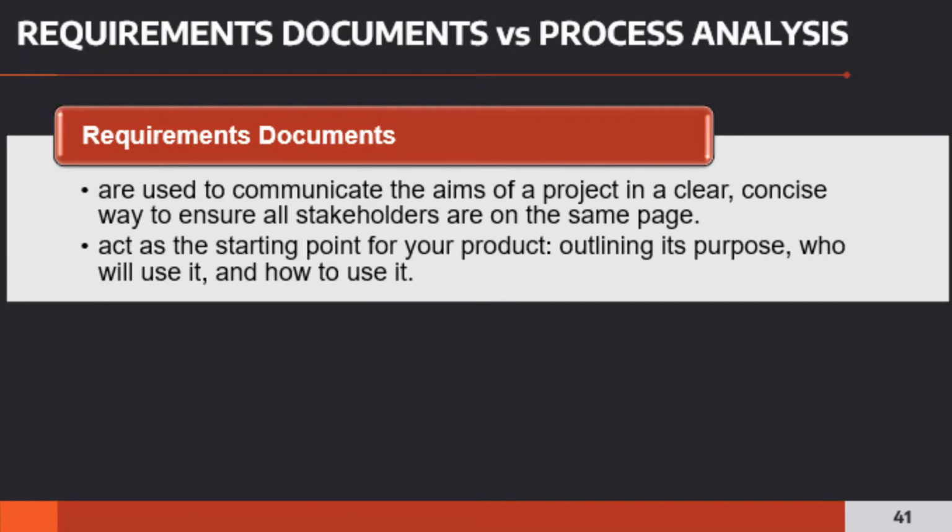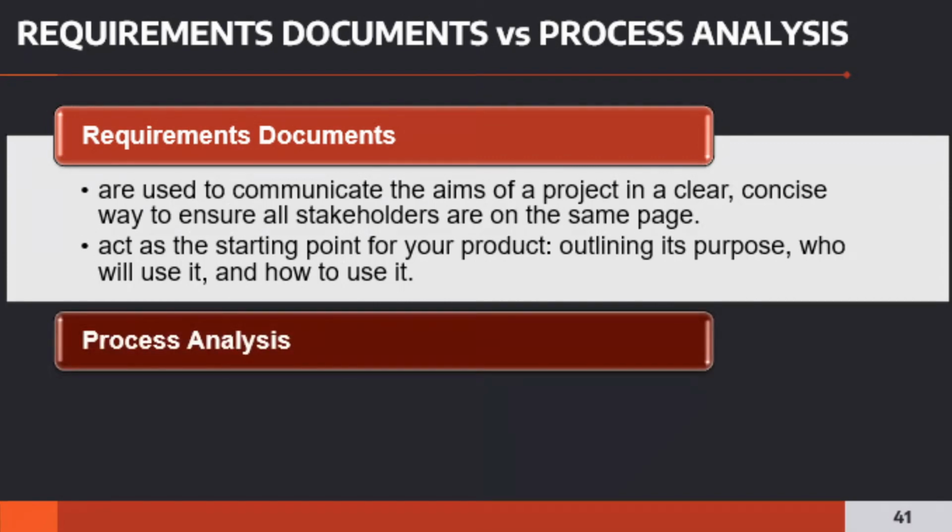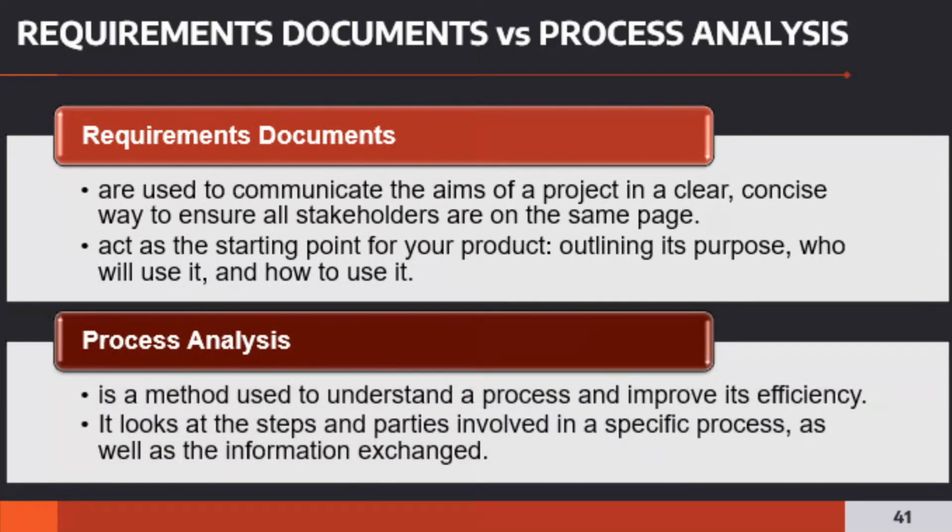So that everybody knows what you're going to do. Now, process analysis, on the other hand, is a method used to understand a process and improve its efficiency. So your requirements are what we are going to do. It's like a checklist of what we're going to do so we can improve the process. Wherein process analysis is basically understanding the process and how you can further improve its efficiency.